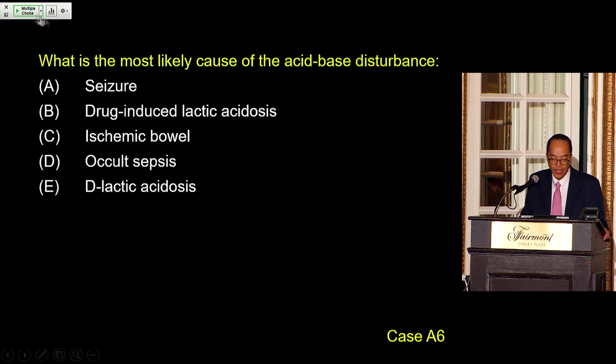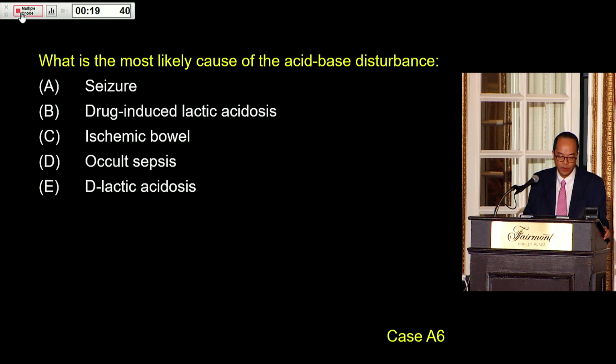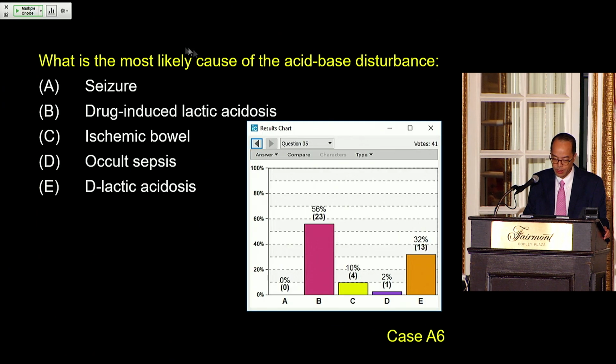Which is the most likely cause of the acid-base disturbance? Seizure, drug-induced lactic acidosis, ischemic bowel, occult sepsis, or D-lactic acidosis? Okay, take your vote. Let's see. All right, so more than half chose B, which is correct.